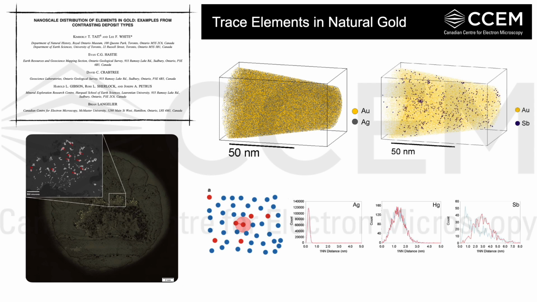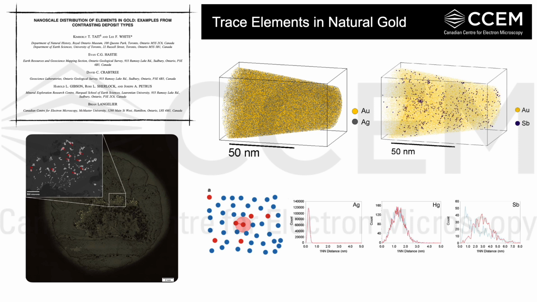Switching directions into more of an economic geology example, looking at natural gold. So being able to study the distribution of trace elements in gold is critical for understanding the processes responsible for the formation of high-grade gold deposits, which will ultimately affect our exploration models and processing. And atom probe can help us answer questions related to this, such as what major and trace elements are associated with the natural gold, and how are these distributed within the gold.